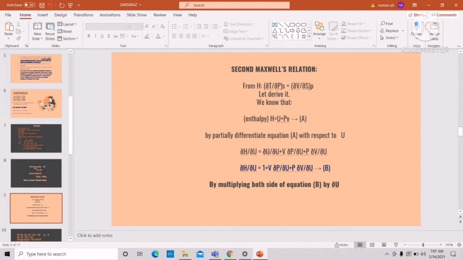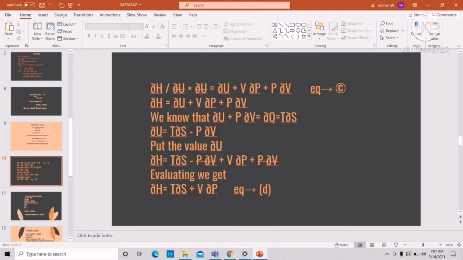By evaluating, we get ∂H/∂U = 1 + V∂P/∂U + P∂V/∂U. This makes equation B. By multiplying both sides of equation B by ∂U, we get ∂H/∂U into ∂U is equal to ∂U + V∂P + P∂V. It makes equation number C. ∂H = ∂U + V∂P + P∂V. We know that ∂U + P∂V is equal to ∂Q, which is equal to T∂S. ∂U = T∂S − P∂V.